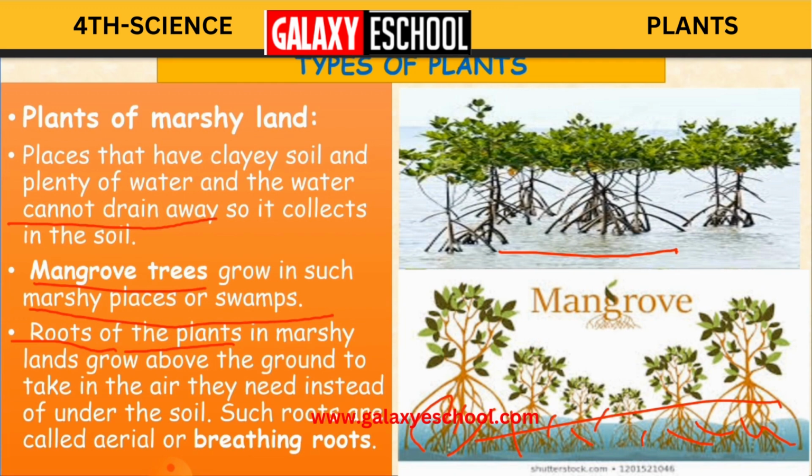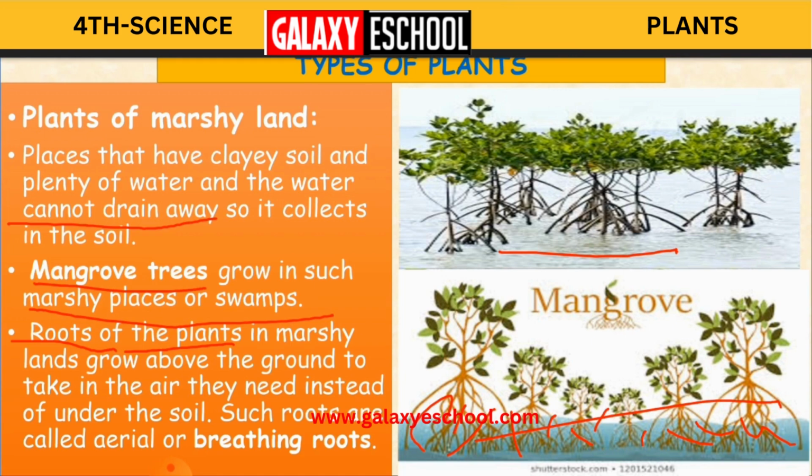So why are they above the ground? To take the air they need. We already learned that plants need air, sunlight and water to grow. Already water is there. Sunlight also is there. And now what they want is the air. These roots absorb the air in the atmosphere, and they get all the nutrients from the water. So instead of under the soil, these roots are above the soil.